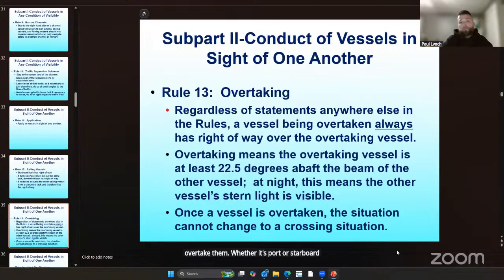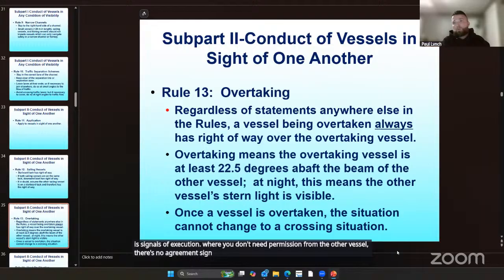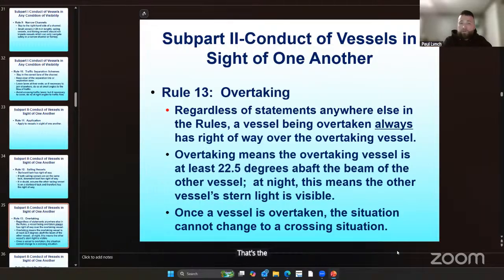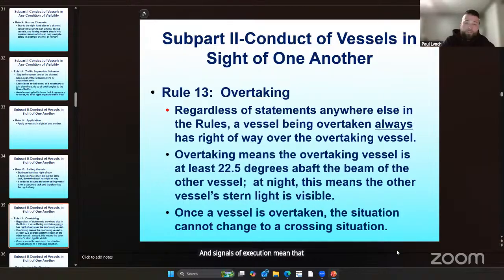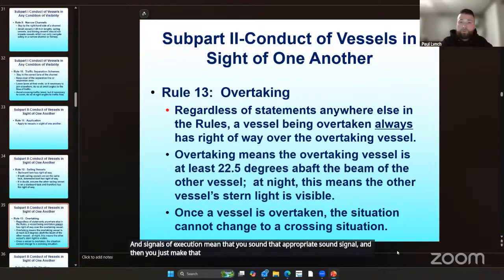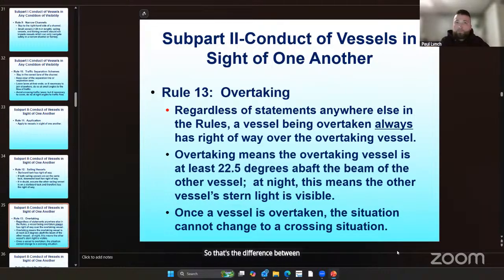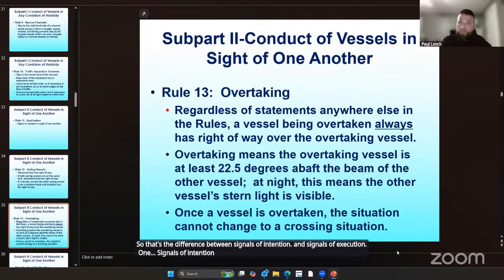But the international rules is signals of execution, where you don't need permission from the other vessel. There's no agreement signal, which I'm going to show you on a slide. That's the last thing I'm going to show you today, once we get through the stuff I'm going through now. Signals of execution mean that you sound the appropriate sound signal and then you just make that maneuver. You don't need the other vessel's agreement. So that's the difference: signals of intention, you need permission. Signals of execution, you don't need permission, and you just do it.